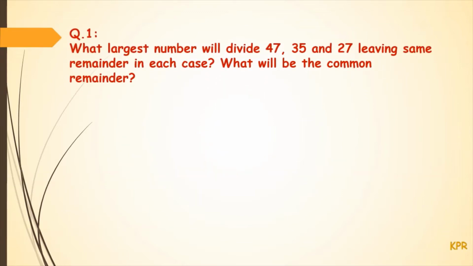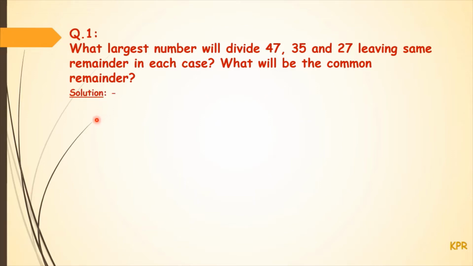Here is the first question. What largest number will divide 47, 35 and 27, leaving the same remainder in each case? What will be the common remainder? So consider the solution.